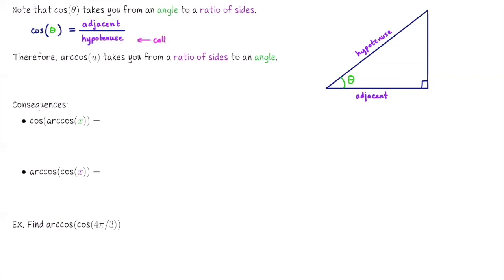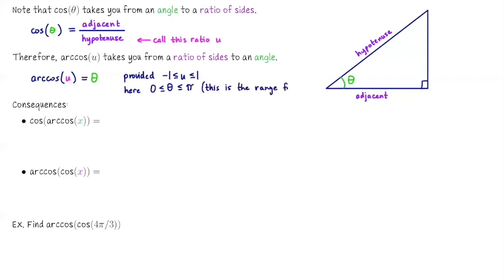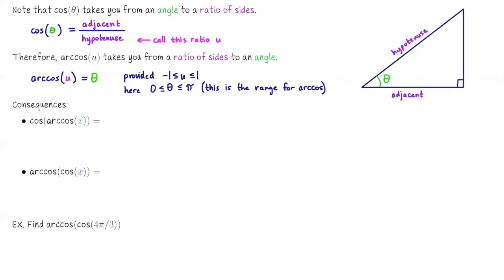Once again, let's call this ratio u. Arc cosine of u is going to take us from that ratio, which must be a number between -1 and 1. No other ratio would make sense. And then it's going to give us back the angle between 0 and pi, whose cosine value is exactly the same ratio. So arc cosine takes us from the ratio back to an angle. What happens when we compose them?